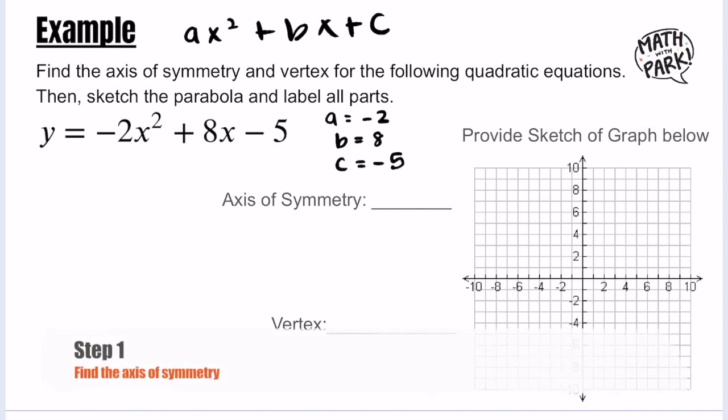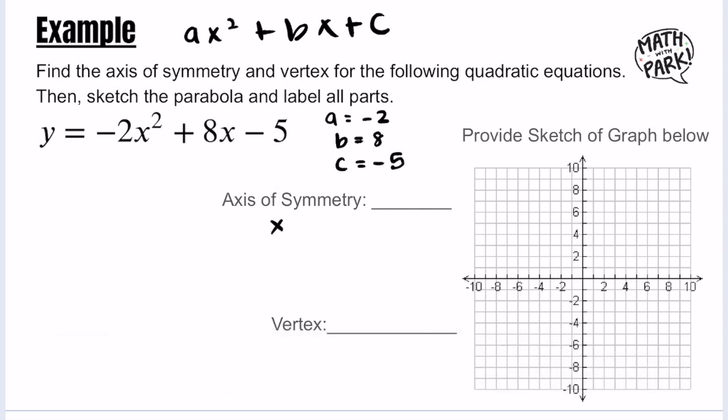Now, what is the axis of symmetry? Take a guess. If you said it's x equals negative b over 2a, you are absolutely correct. So find your b value, which is 8, and plug it in. You'll get x equals negative 8 divided by 2 times negative 2. That means x equals negative 8 divided by negative 4, which is 2. So our axis of symmetry is x equals 2.